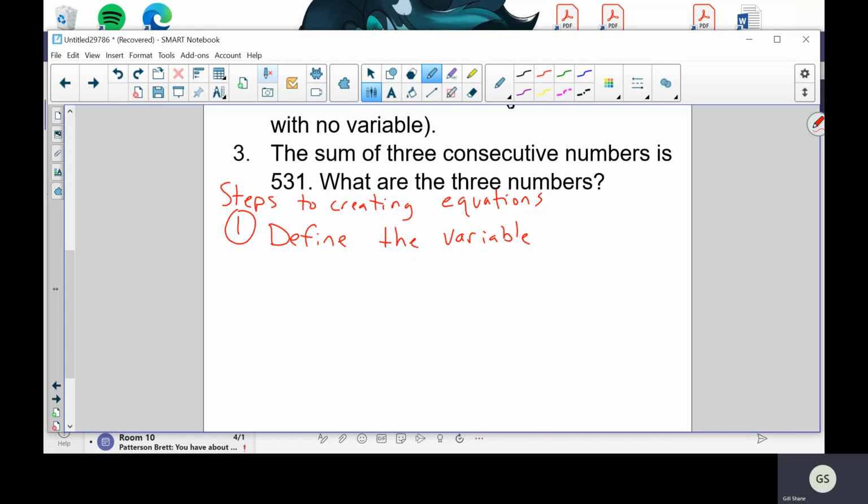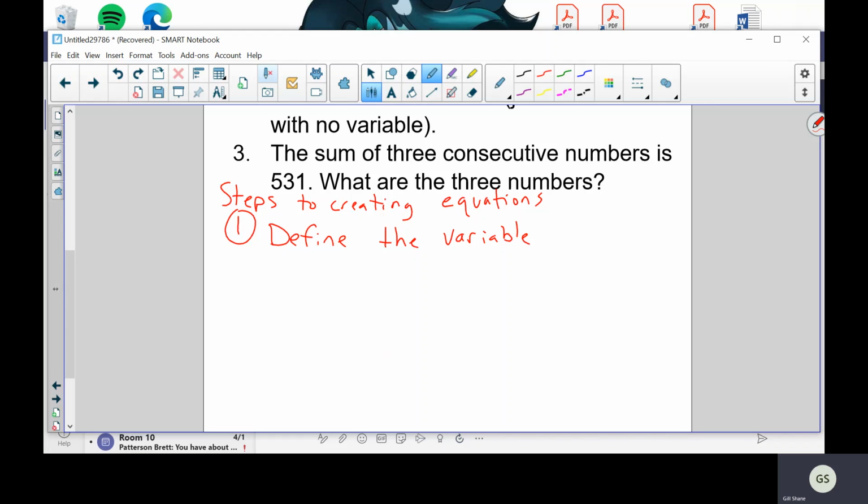Well, I hate using the word constants because they're not a constant yet. So what do we not know? Because remember, a variable is the unknown. A constant we know, it doesn't change. So what do we not know in this? What are we trying to find? Yeah, we're trying to find the three numbers, right?